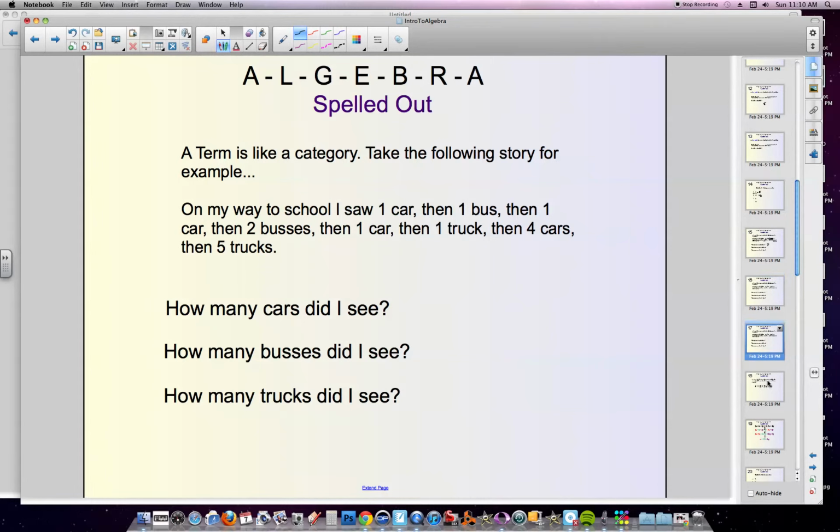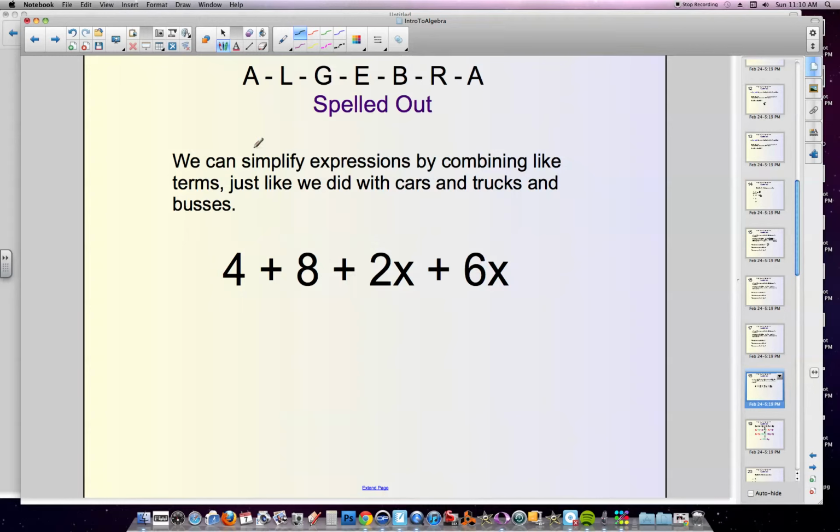Well, the same thing applies with algebra. If I said, what is 4 plus 8 plus 2x plus 6x, okay? Well, you can easily say, hey, this is 4 ones and 8 ones. So that's a total of 12 ones. And we're being asked to add that to 2 x's and 6 x's. So that's 8 x's total, right?